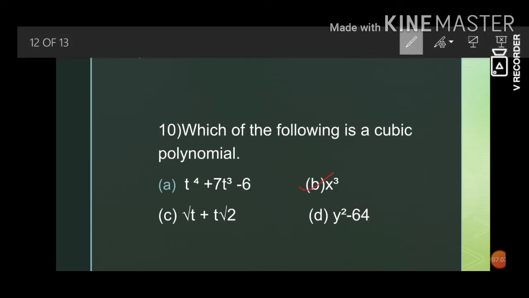And last question is question number 10. Which of the following is a cubic polynomial? Cubic polynomial means the polynomial whose highest power is 3. 3 only gives us cubic. So the polynomial whose highest power is 3 is a cubic polynomial. In option A, the highest power is 4. So it is not a cubic polynomial.